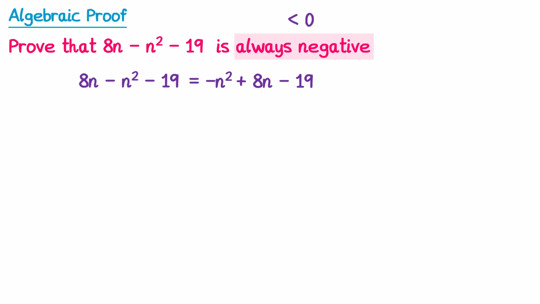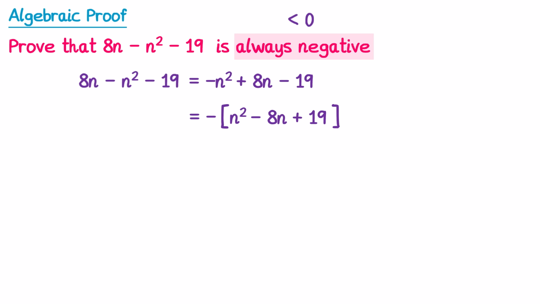If you're completing the square but the n squared term is negative, it's easiest to factorise out -1 first. So we're going to write this as negative, then a large bracket. Then we're going to change all of the signs of all of those terms. So instead of negative n squared, positive n squared. Instead of positive 8n, negative 8n. And then instead of negative 19, positive 19. So these two expressions are the same, one has just been multiplied by -1.